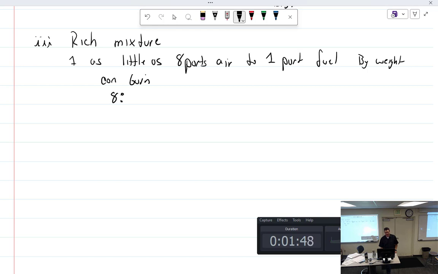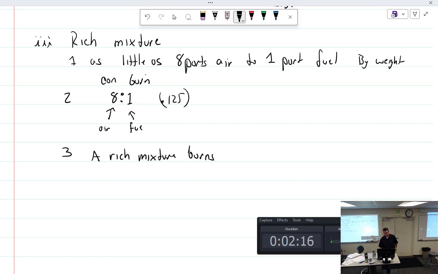That is 8 to 1. 8 parts what? Air and 1 part fuel. Also known as 0.125 for looking at a ratio. Let's see, can burn. What was that? 2. Point number 3. A rich mixture burns slower than best power mixture.